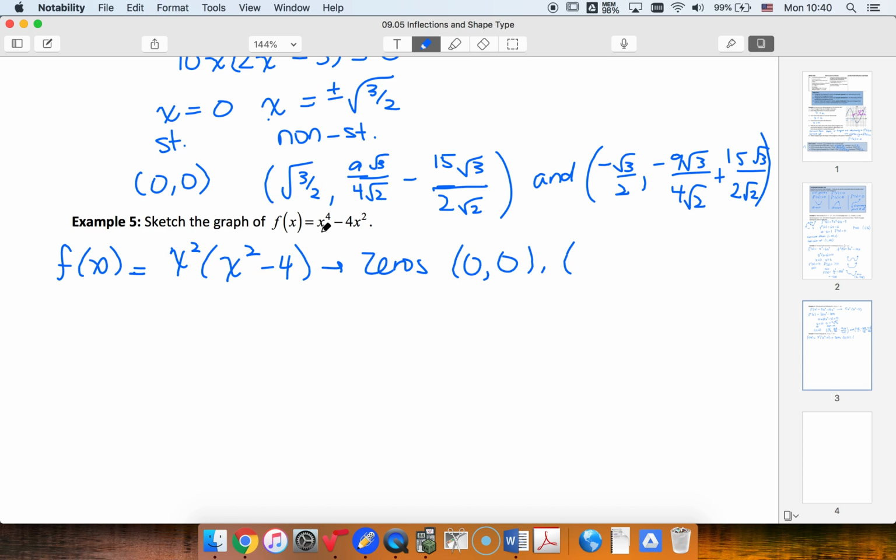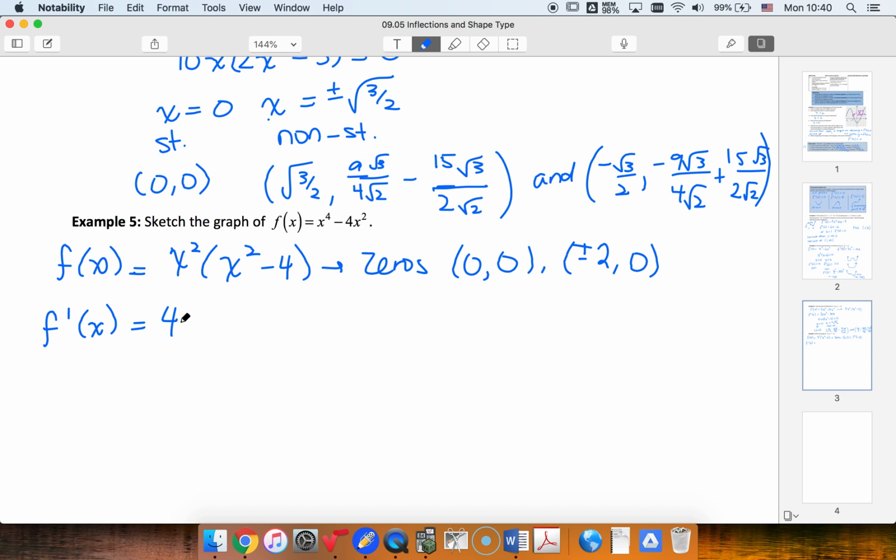Plugging in 2, I'm going to have 16 minus another 16 is 0. Of course, that makes sense because I found the zeros. Silly. Plus or minus 2, 0. So here's my zeros. Now with my first derivative, it's going to tell me stationary points.